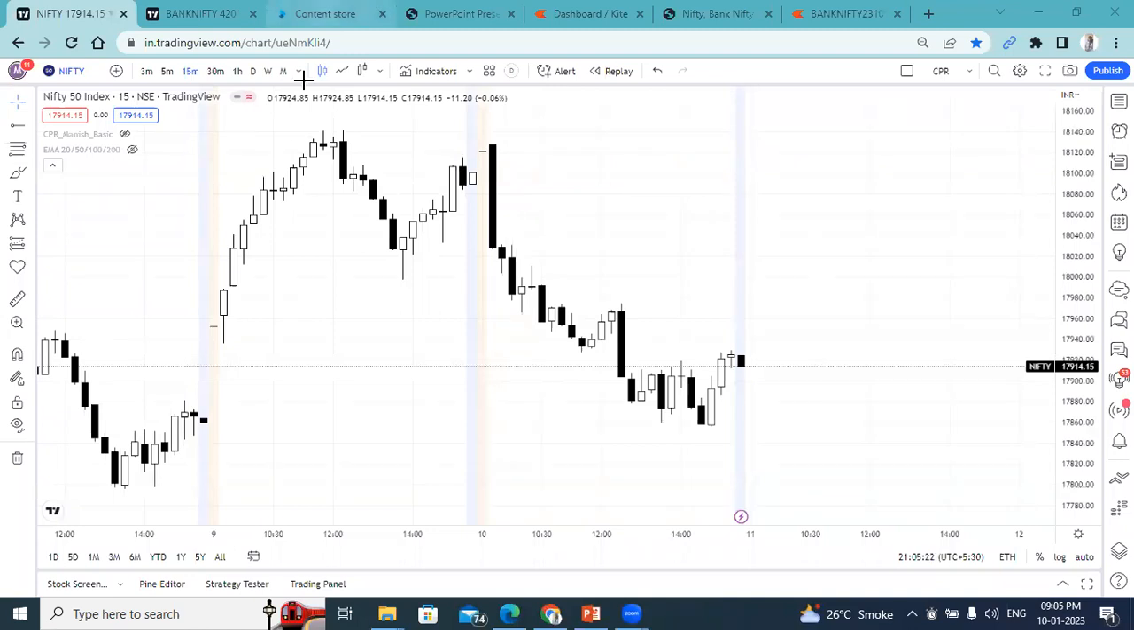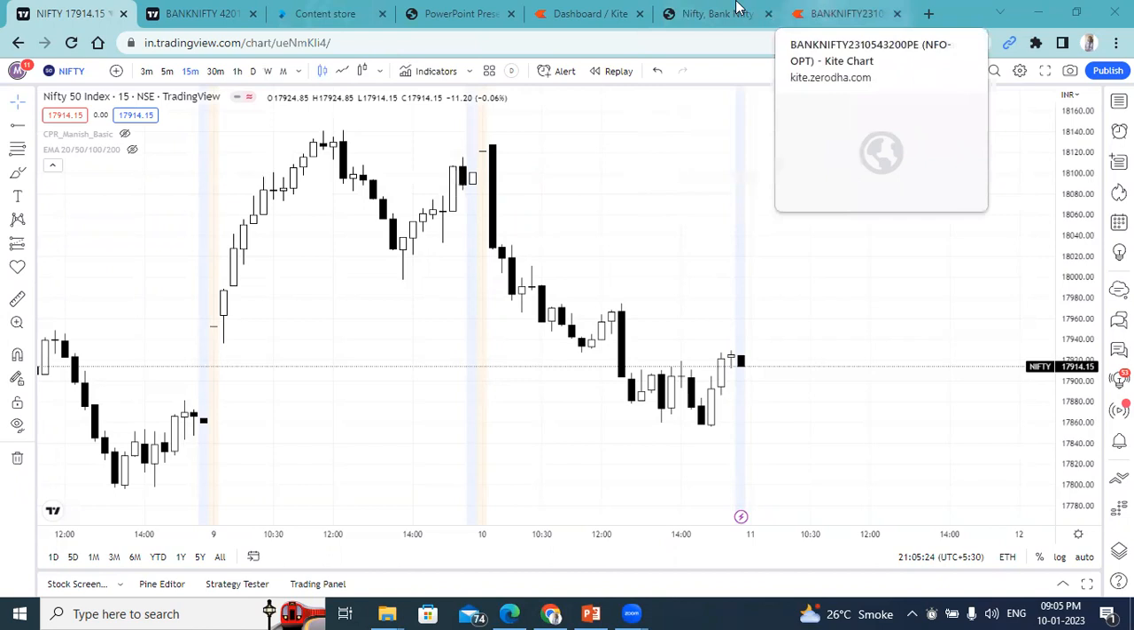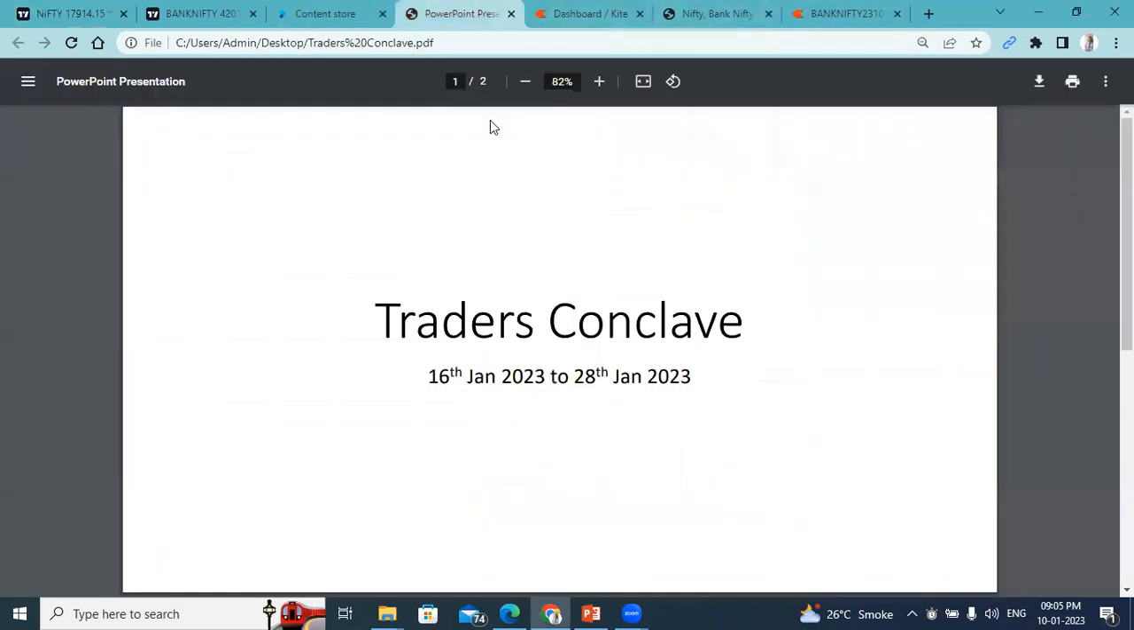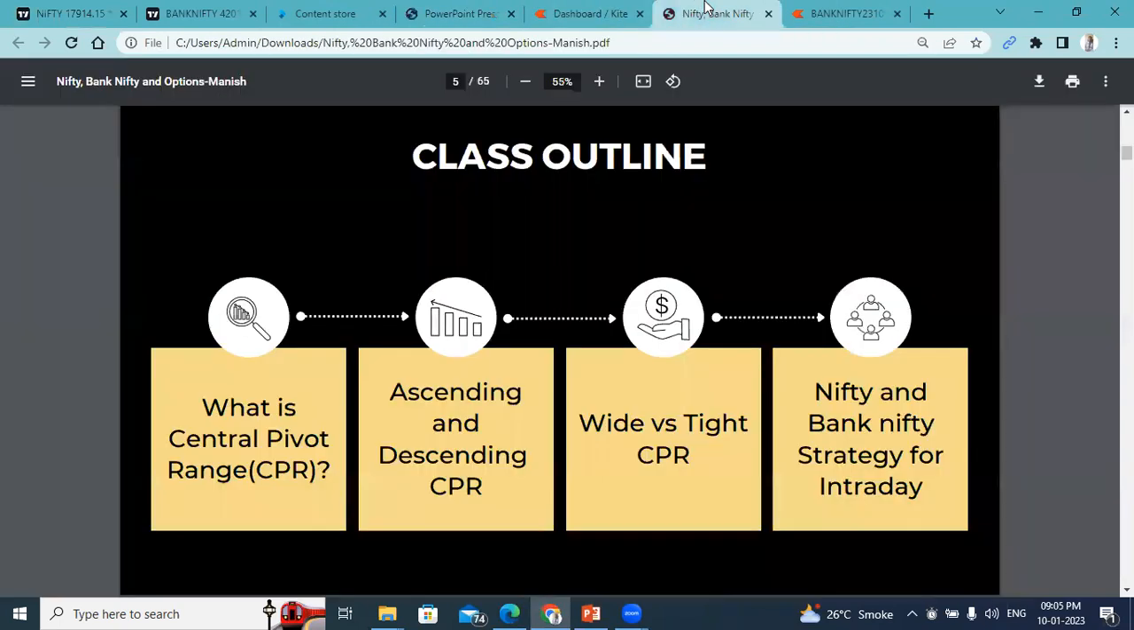Now let me show you the class outline. Okay, what we are going to cover in today's session. Okay, just a minute. Okay, here you can see now. So this is the class outline. देखिए आज का जो setup है, okay, it is based on central pivot range. Now CPR is one of the price based indicator.